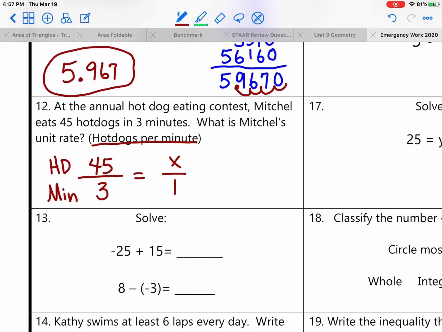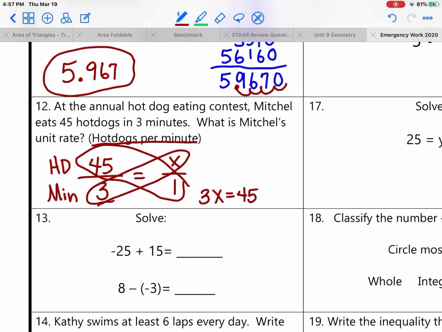So I can set this proportion up and solve it. So I'll multiply 3 times x and 45 times 1, which will give me this equation, 3x equals 45. To solve this equation, I divide 45 by 3, which is 15. Mitchell can eat 15 hot dogs per minute.